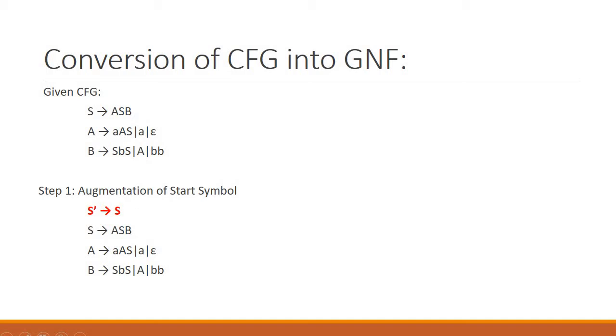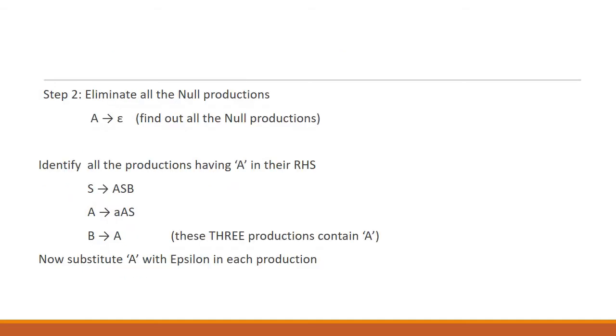Everything which comes up in the red bold font indicates the new entry or the modification in the grammar. So every time we need to rewrite the whole grammar in order to understand the change. The second step is to eliminate all the null productions. So here is the null production.